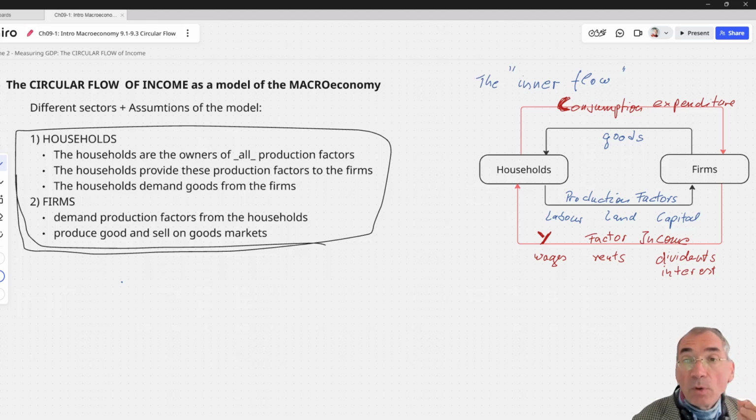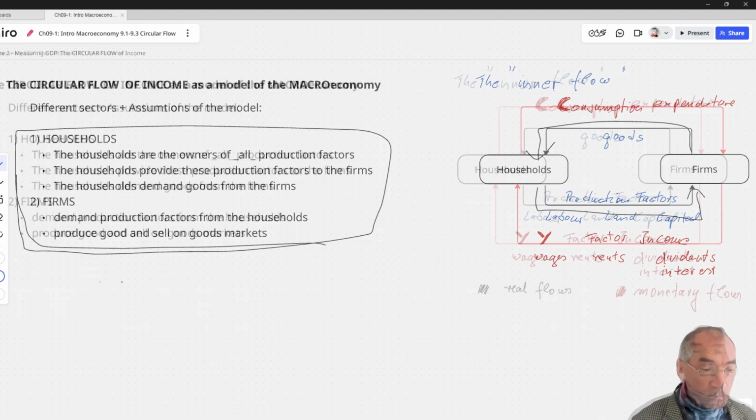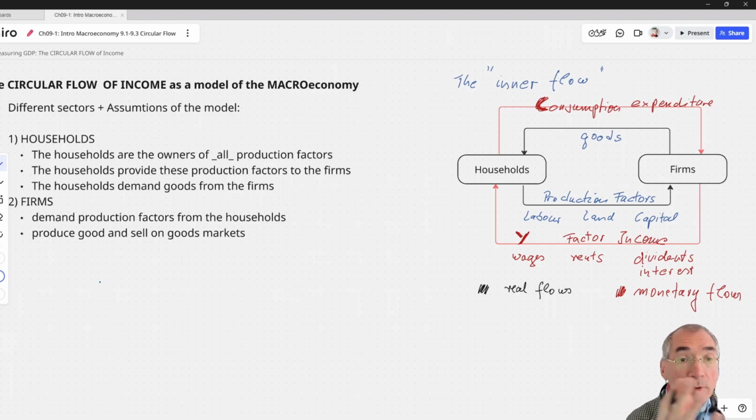And we already have been talking about the point that this inner part here, the two arrows from firms to households and from households to firms, are the real flows. There's really something happening, whereas the red flows are the monetary equivalents. And if we look at the graph, we see that they have to be equivalent to each other. Basically, the consumption expenditure represents the value of all the goods and services that the consumers bought from the firms.